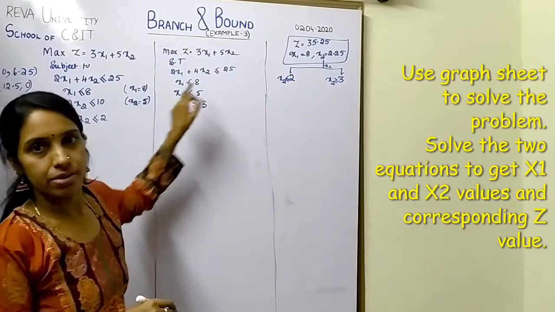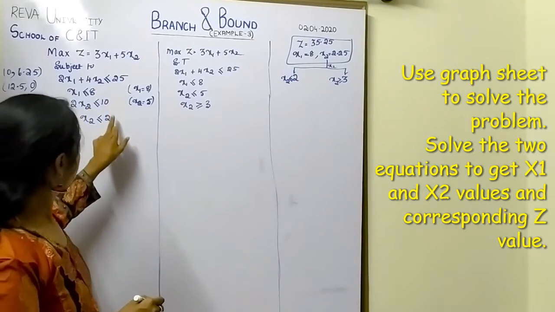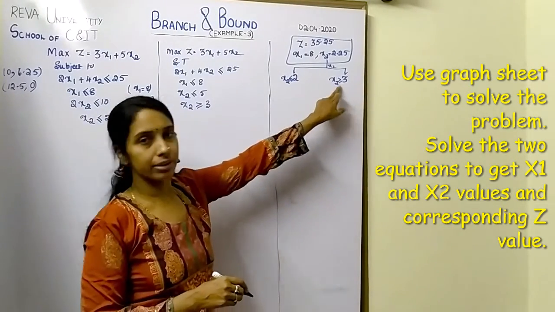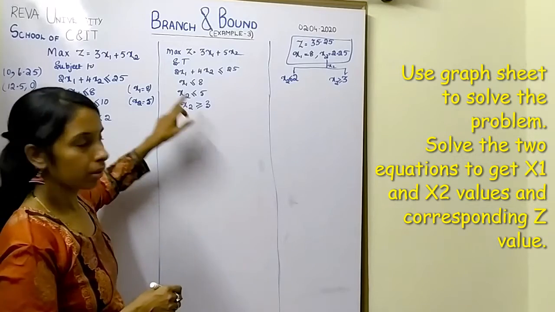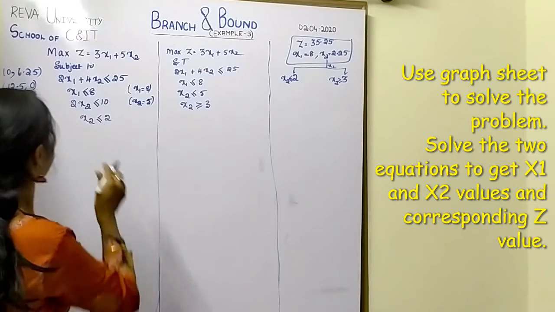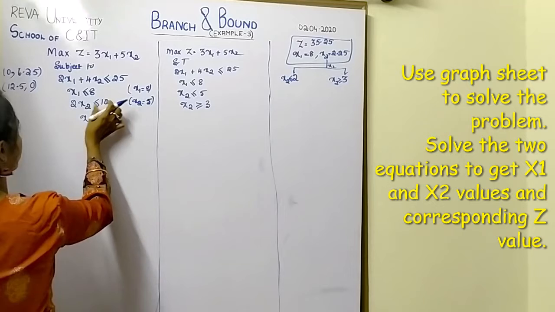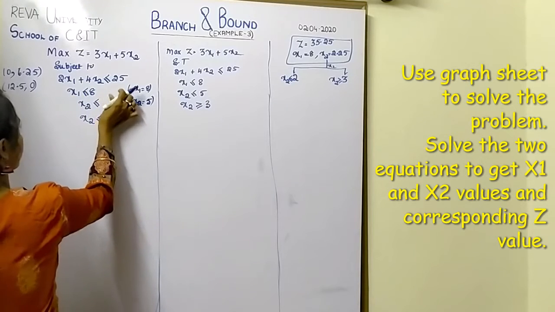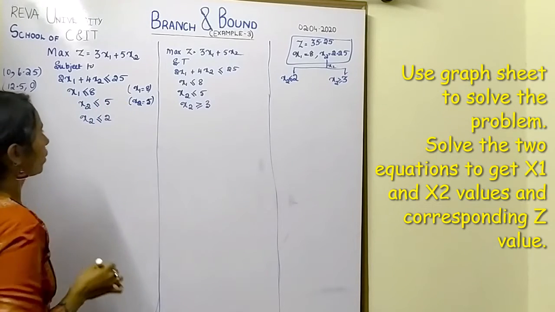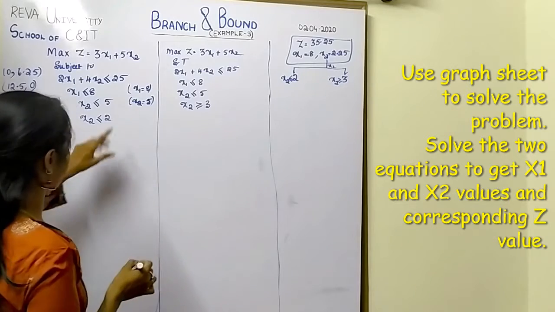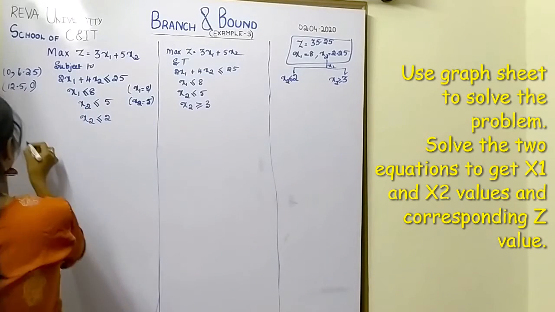Consider this constraint in this problem and consider this condition in this one. All others are the same, and here 2x2 is less than or equal to 10, so x2 will be less than or equal to 5. Okay, now use the graphical method.